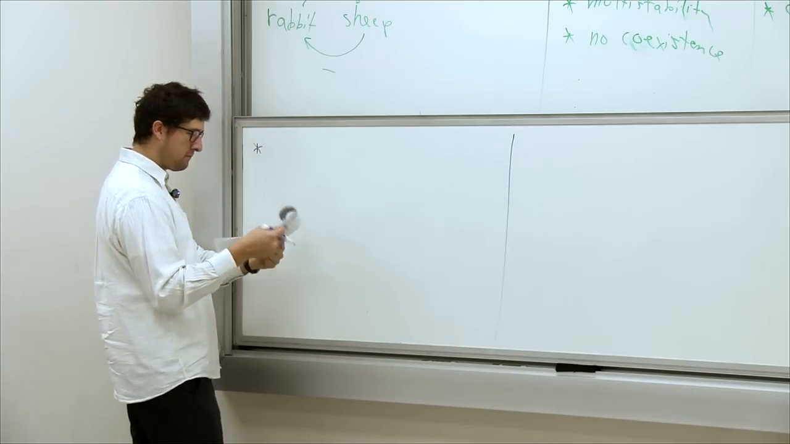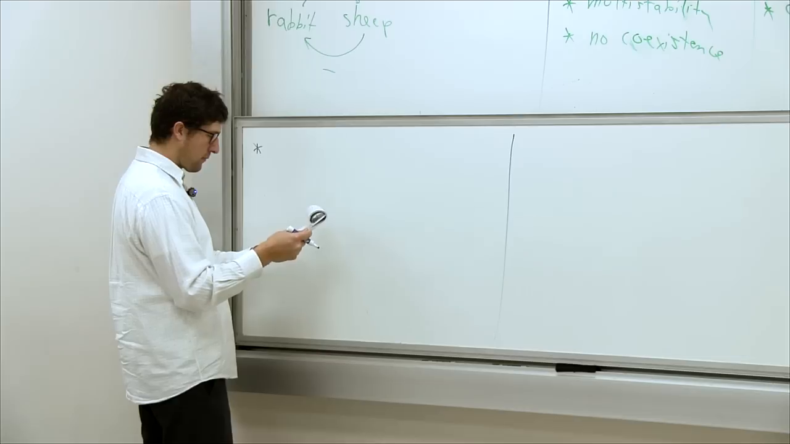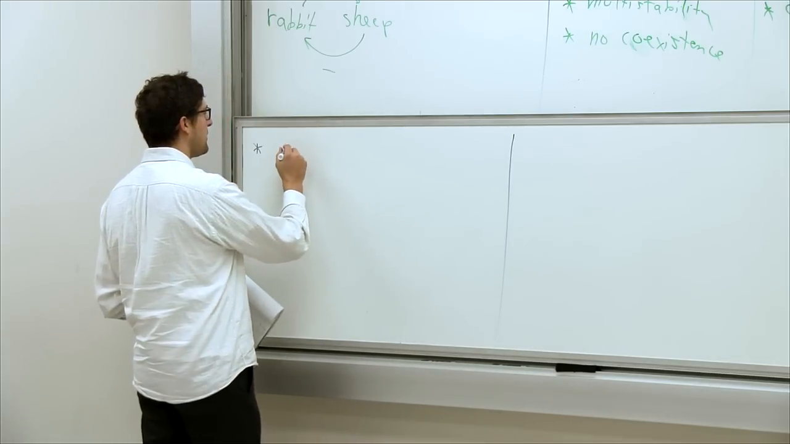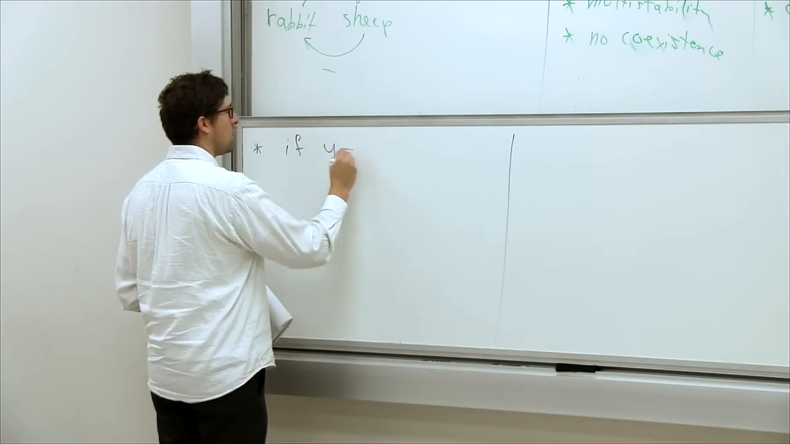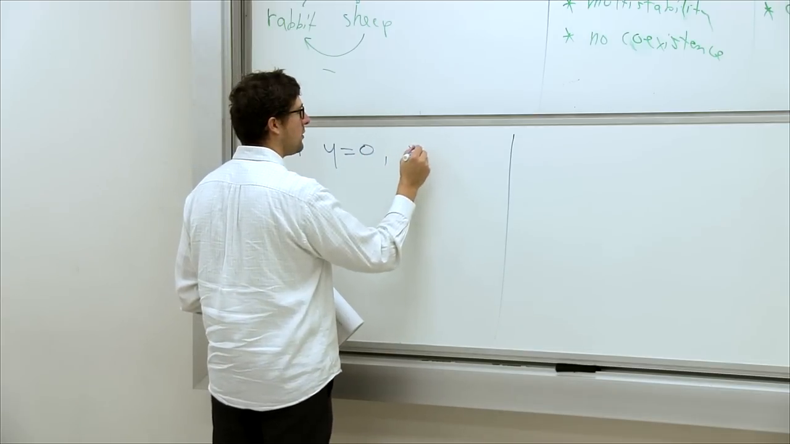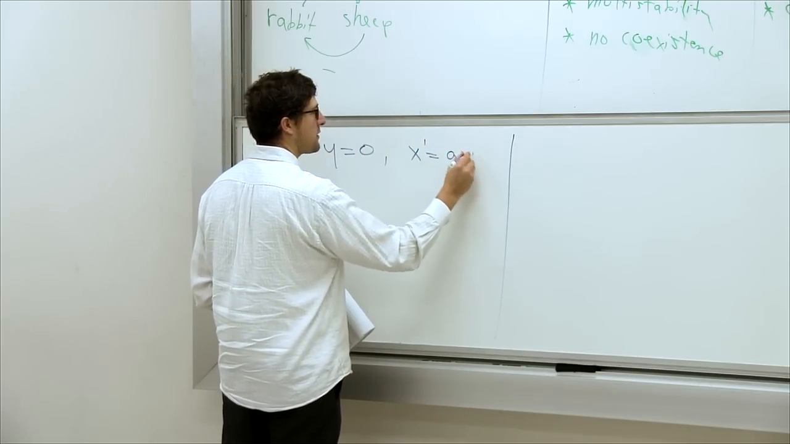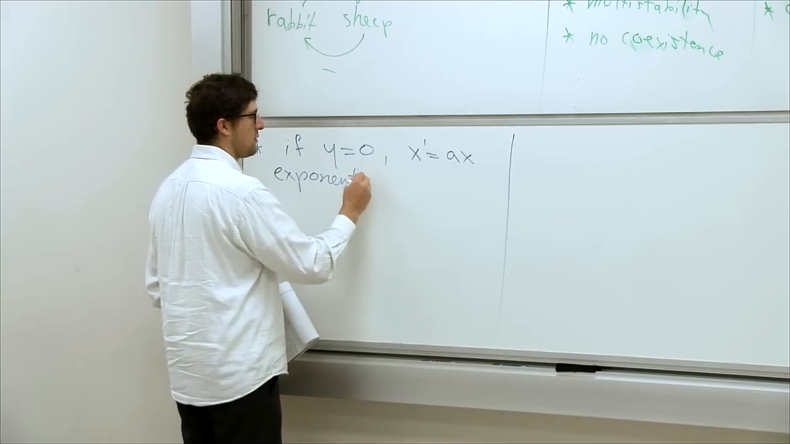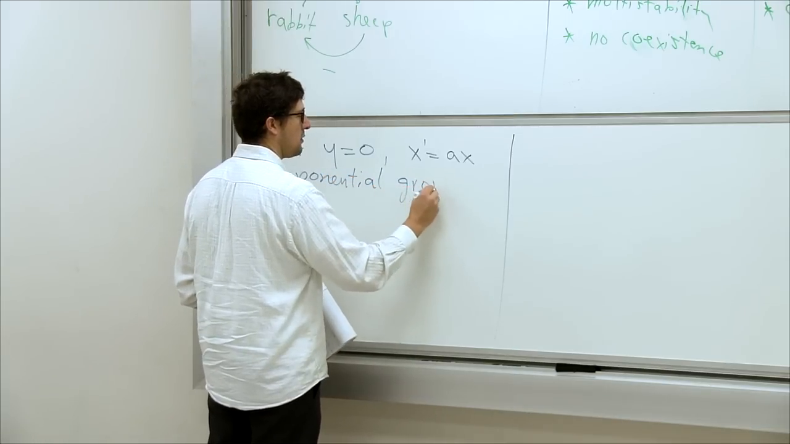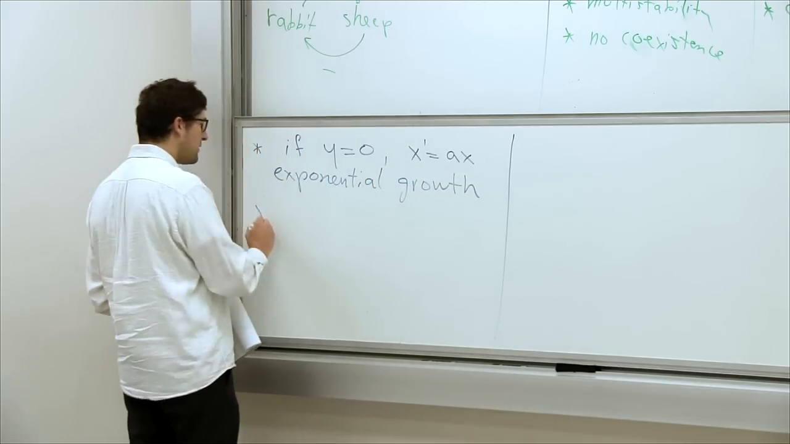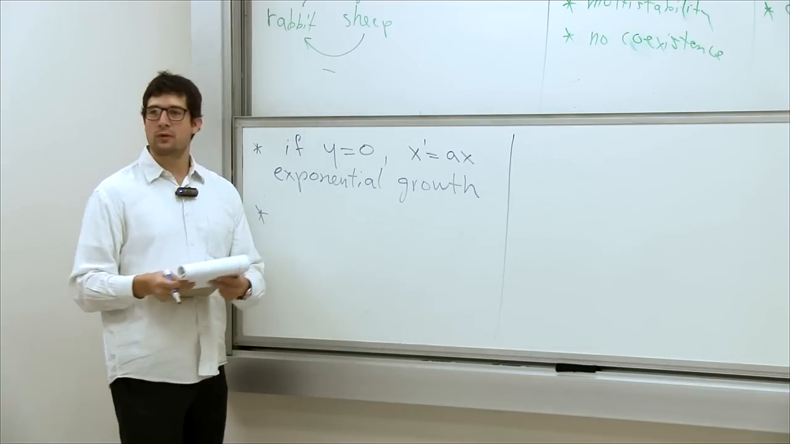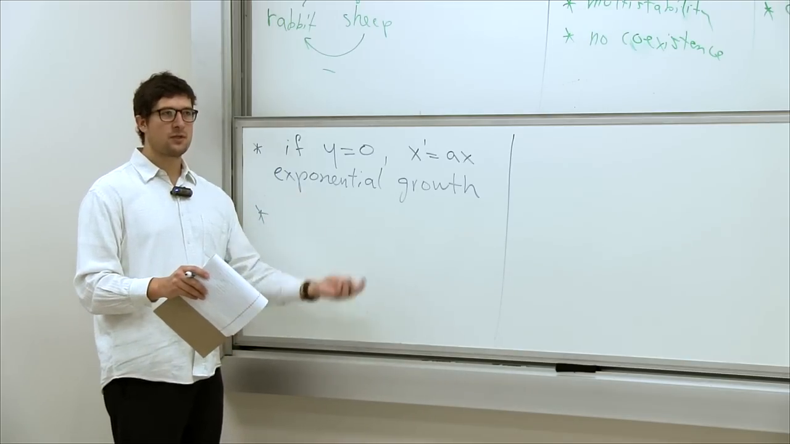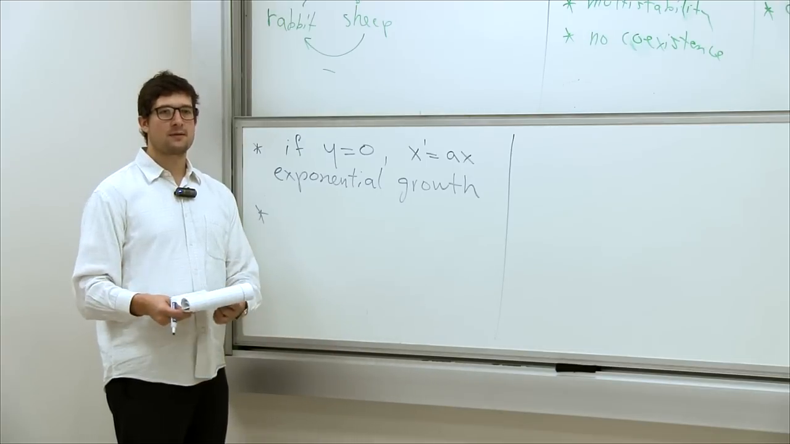I'm just going to write... did I write it? Okay, I didn't write it over there. So if y is equal to 0, x prime is equal to ax, which is exponential growth. So we're building off of a model that we already know. That's important, right? You guys have seen a pattern here. We always use the original model, exponential, logistic, and we expand it to include other things, right?